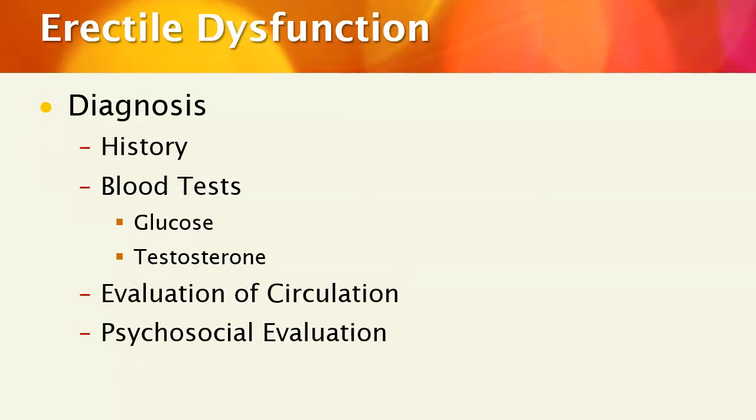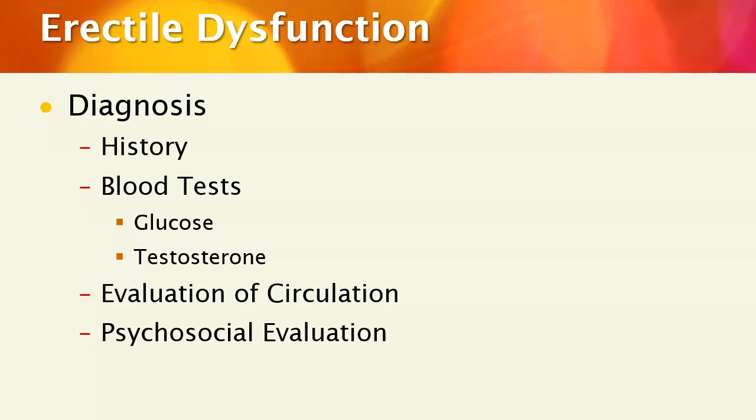So your diagnosis, we want a history. We want to know their medical surgical history. We want to know what medications they take, any types of substance abuse, what their lifestyle is, and what their sexual history is. These are all part of their history when we're ruling out erectile dysfunction.